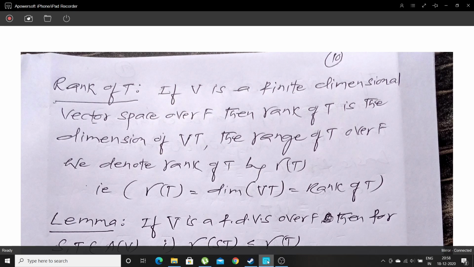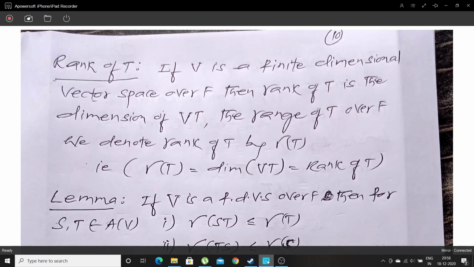Range of T is denoted by the notation VT. The dimension of the range of T is called the rank of T, and it is denoted by gamma of T. With this definition, let me move to a standard lemma.